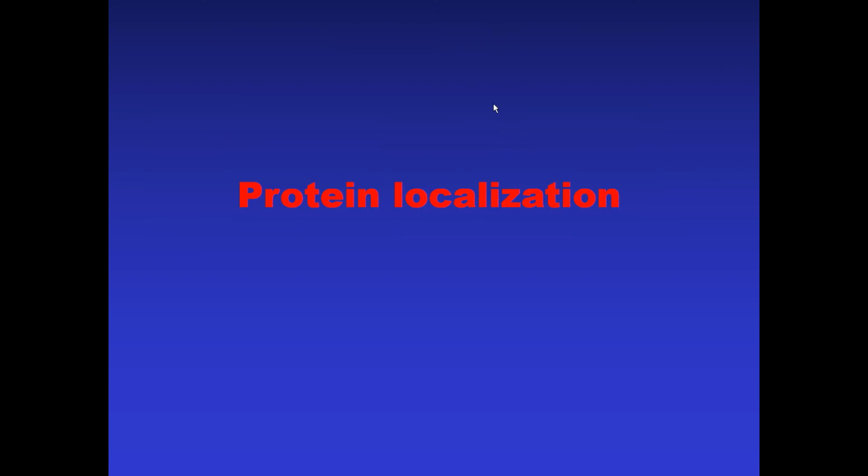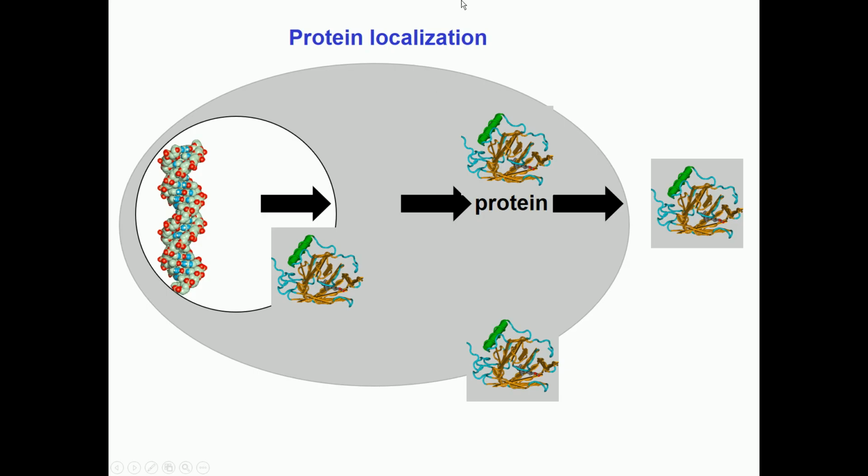The next question is protein localization. Suppose this is your cell. Inside the cell there's a nucleus. This region is called cytoplasm, this is the nucleus, and this is the plasma membrane. So a protein can be anywhere in the cell. A protein can be on the membrane, embedded here, with some part of the protein outside, some part crossing the membrane, and some part inside the cytoplasm. The protein can be in the cytoplasm also. The protein can be in the nucleus also.